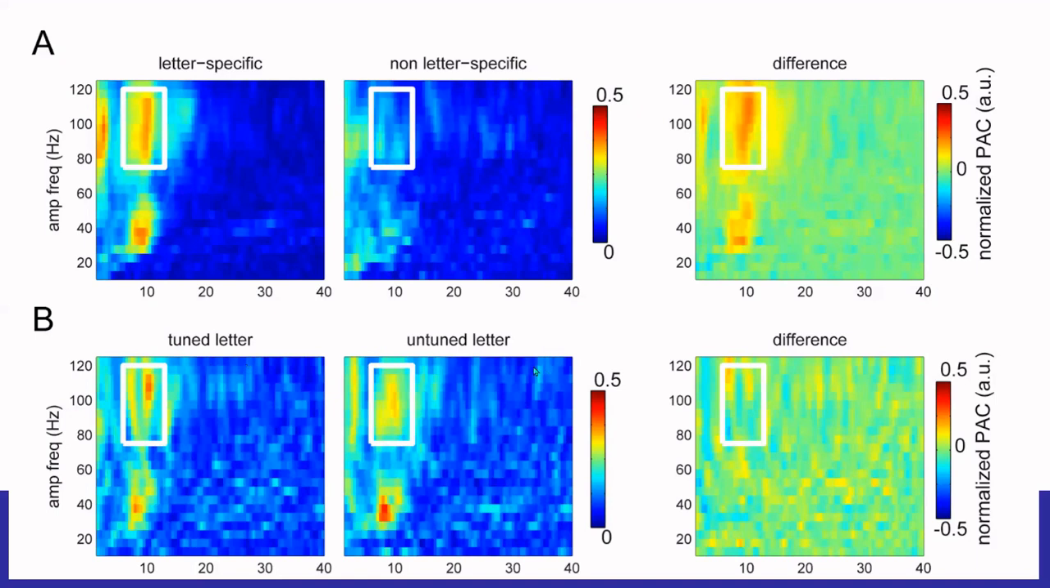In B, we see here the comparison between the tuned letter and the untuned letter. We see that the phase amplitude coupling is somewhat larger for the tuned versus the untuned letter, but it's really not a significant difference.